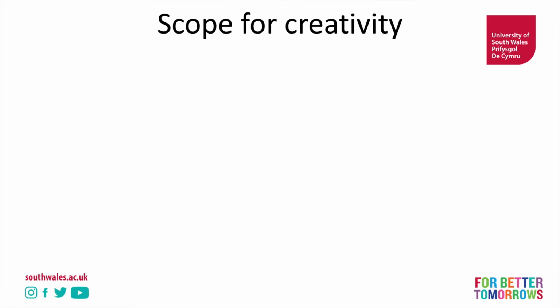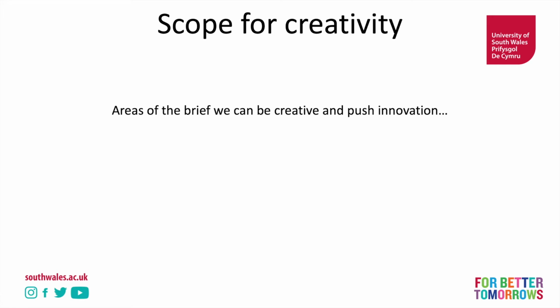The next up on our list is scope for creativity. And that is areas of the brief that we can be creative and push innovation. Now, for this particular brief, it is this. How we design, what techniques we might use, how we define a range. For example, could it be a range of single garments? So for example, a swimmer range, a range of swimwear, or could it be a range of camping clothes, in which case you might have swimsuit, you might have something warm, you might have something waterproof.